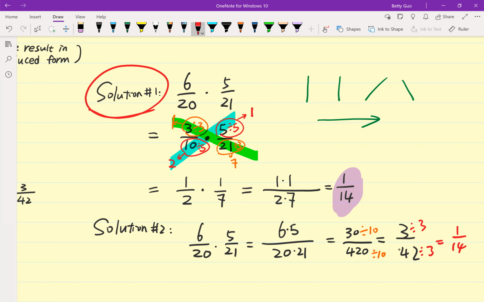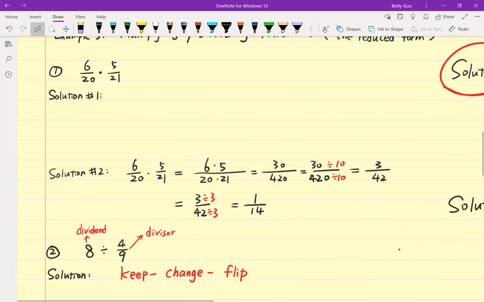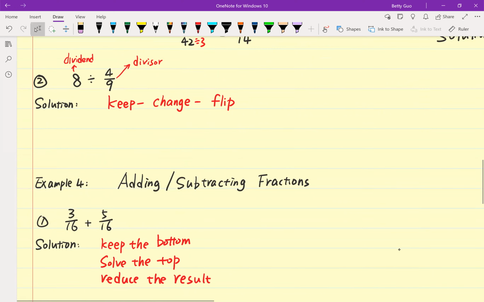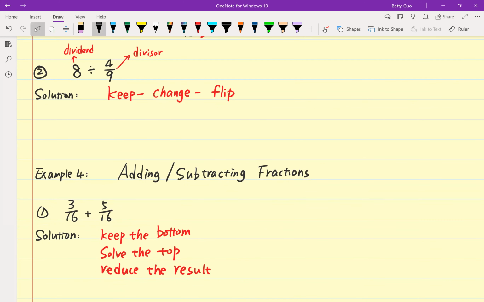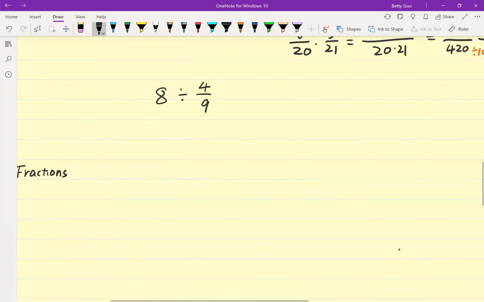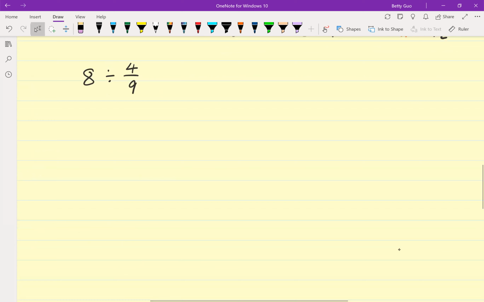Any question about multiplying two fractions? Yeah, if not, let's see how we divide a fraction by a fraction. So here, my example is 8 divided by 4 over 9. Let's see this problem. Divide 8 by 4 over 9. You might wonder, okay, the first number is a whole number, it's not a fraction. Yeah, it is a whole number, but you could write it as a fraction. You can write it as 8 over 1.